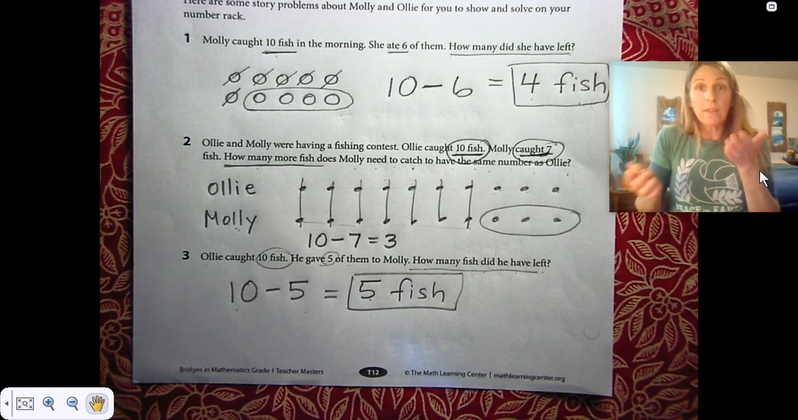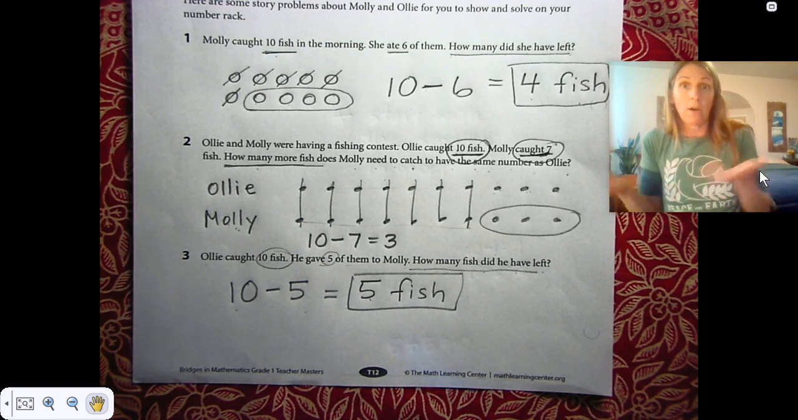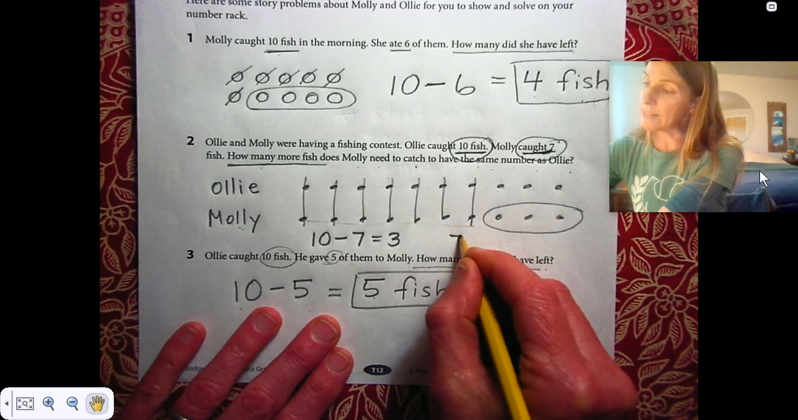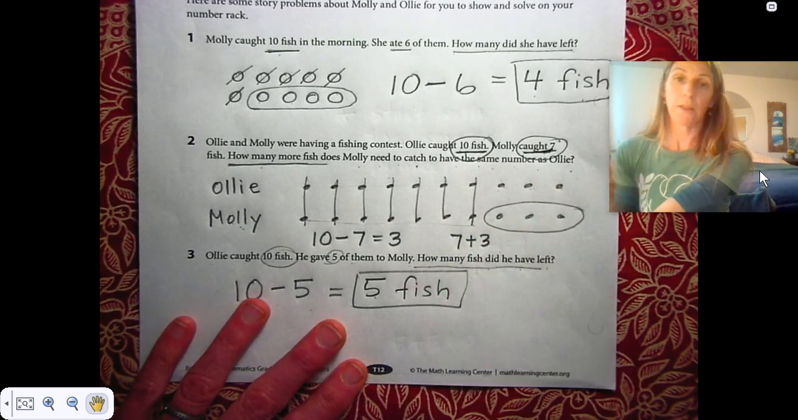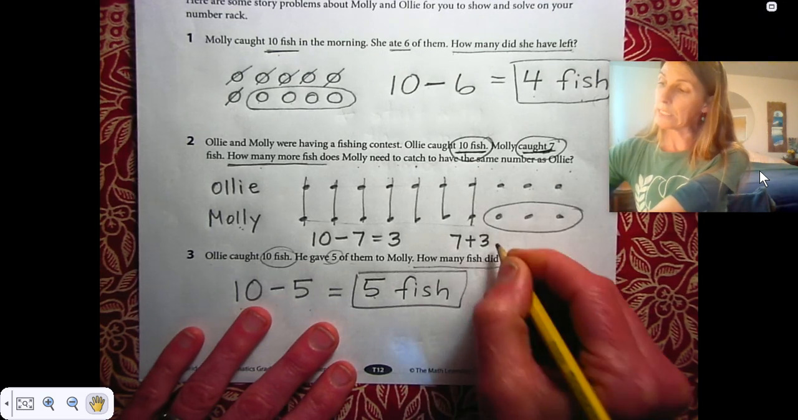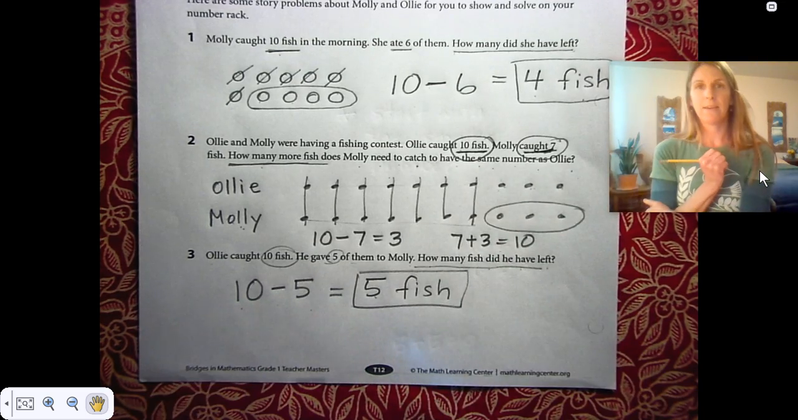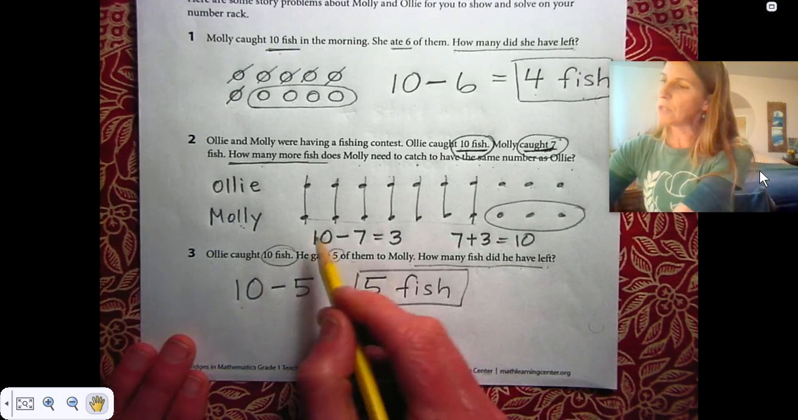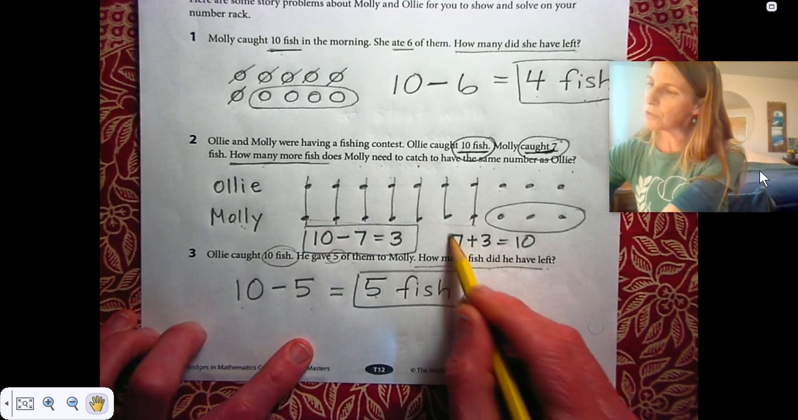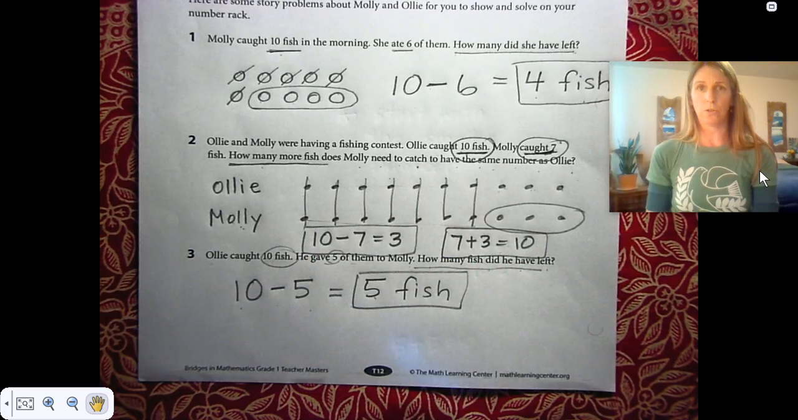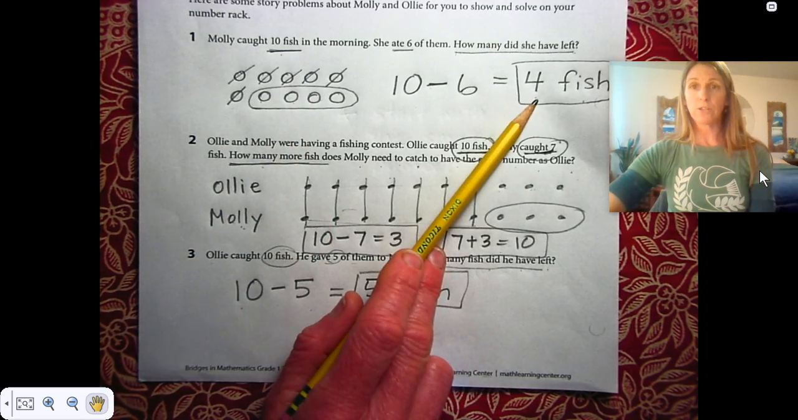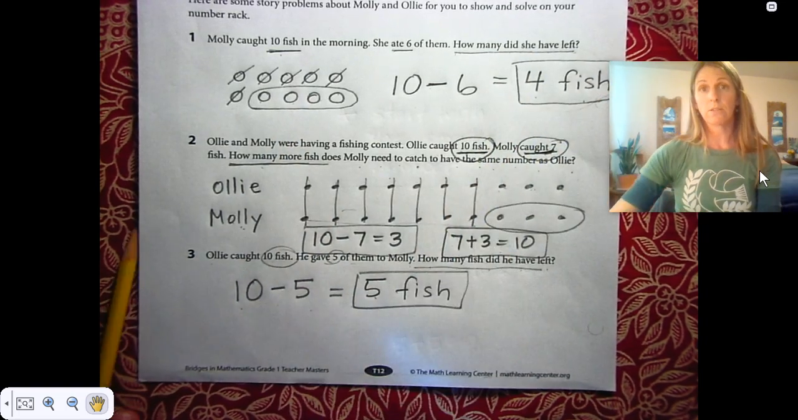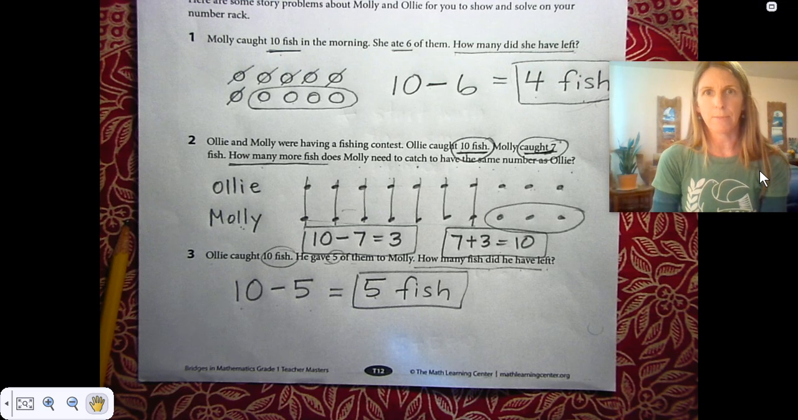Or if I were to think of it as counting up, I could go the 7 that Molly started with plus the 3 more to equal the 10 that Ollie had. You could use this equation to show your work or this equation to show your work. Drawing your pictures, writing your equations, labeling your answers, all things we've talked about, my friends.